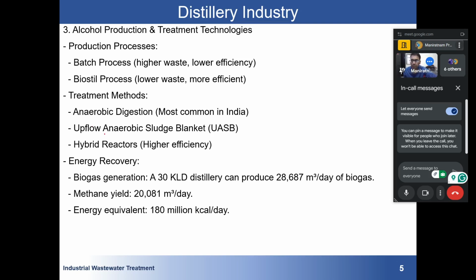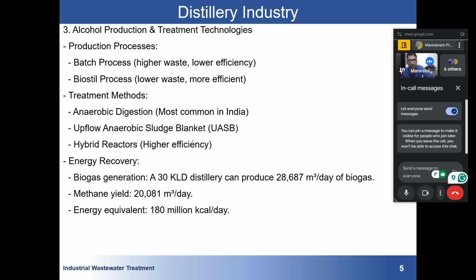Treatment methods are of two types. Anaerobic digestion is the most common in India. Then we have the upflow anaerobic sludge blanket, where we are treating in the absence of free oxygen. Upflow means there is a series of structures where wastewater is passed, and different treatment units treat our wastewater. Then we have hybrid reactors.